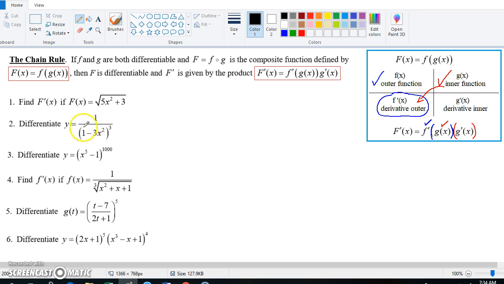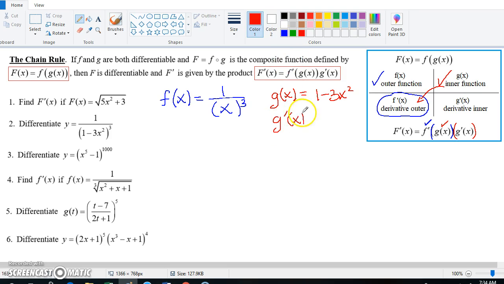Question 2, y equals 1 over the quantity 1 minus 3x squared, cubed. What would you identify as your outer function? I would say 1 over x cubed. Our inner function, g of x, what is being cubed in that denominator? 1 minus 3x squared. Take the derivative of each. So again, g prime of x just requires the power rule. That's a negative 6x. But f of x, I'm going to think of f of x as x to the negative 3. And now f prime of x is negative 3 x to the negative 4, which I'll write as negative 3 over x to the 4th.